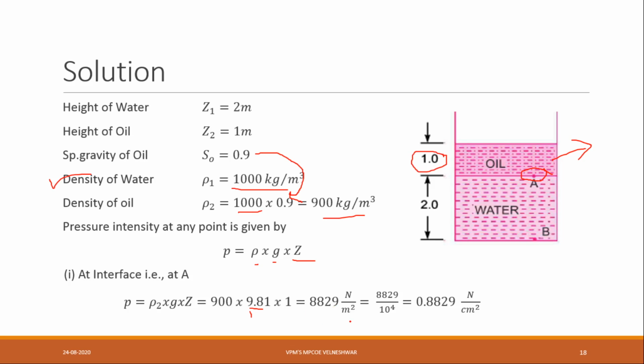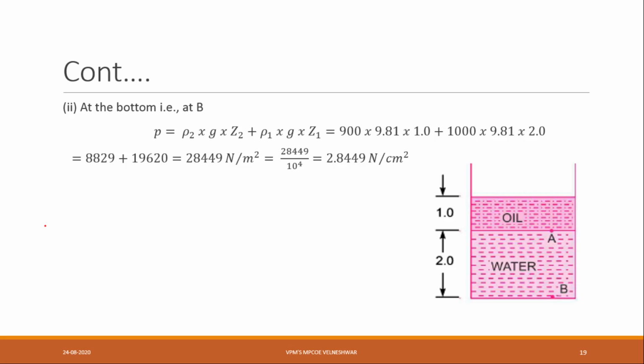Now if I want to convert it into centimeter square, then 8829 divided by 10 to the power 4 is equal to 0.8829 Newton per centimeter square. Now the interface at A has been completed. Now we have to find the pressure at B, that is at the bottom.